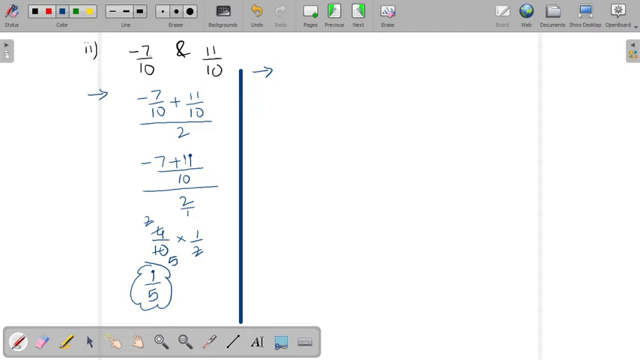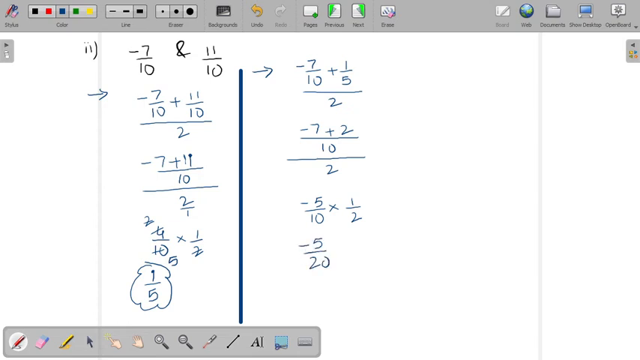So now you can make the pair of minus 7 by 10 and 1 by 5. So minus 7 by 10 plus 1 by 5, divided by 2. Always add them together and divide by 2. Okay, so 10 minus 7 plus 2, divided by 2. So it would be minus 5 by 10 multiplied by 1 by 2. Now go further. So minus 5 by 20.